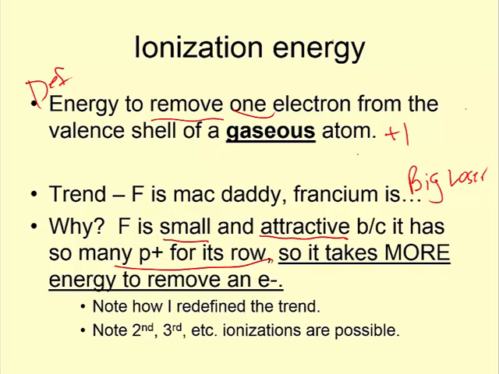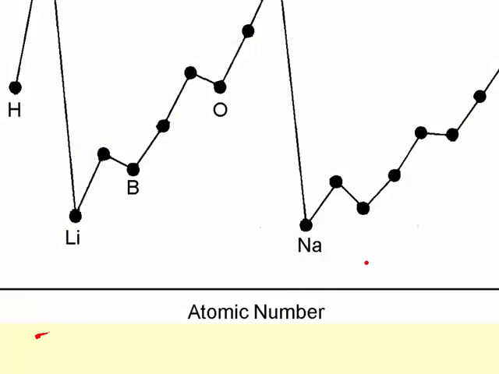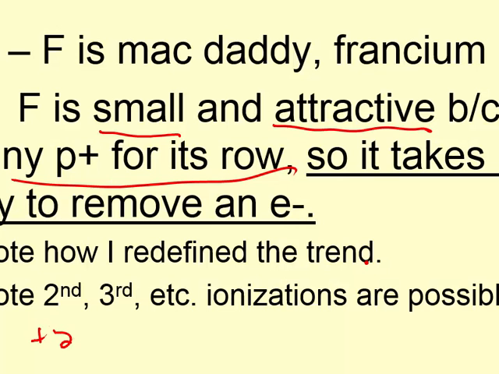Second and third ionization energies are possible, which means you can remove a second electron and a third electron. If you remove a second electron, you become +2, and +3 for a third.